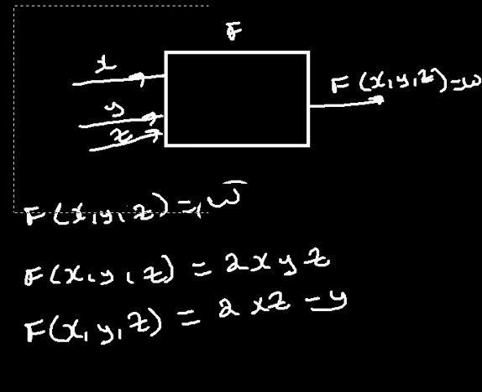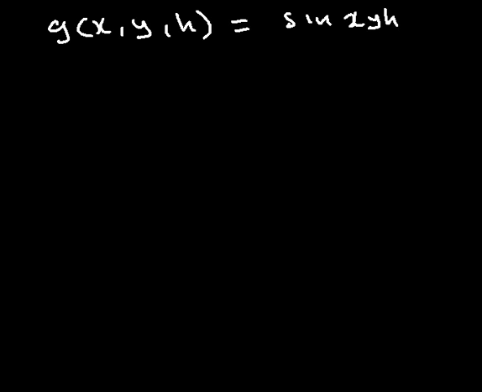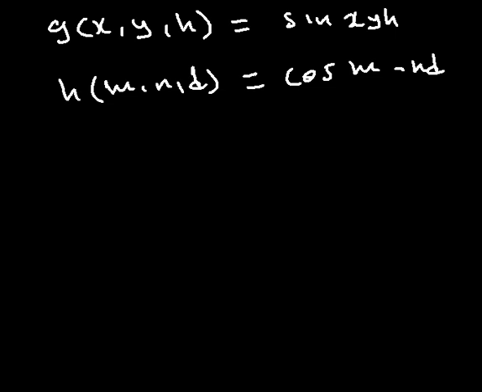And what else are the examples of the functions with three variables? We can have, let's say, g of x, y, h, that can be given as sine of x y h. It can be that. Let's say if we have h of m and d, it can be given as cos of m minus nd plus 6. We can have that.